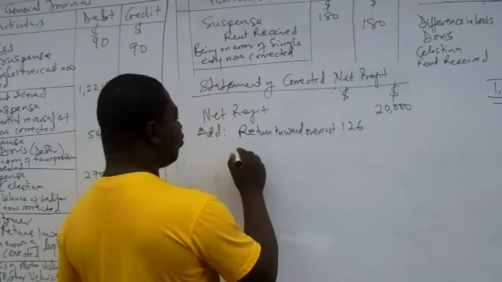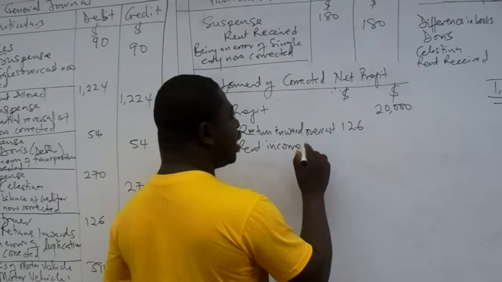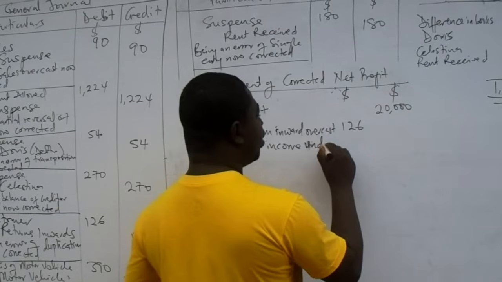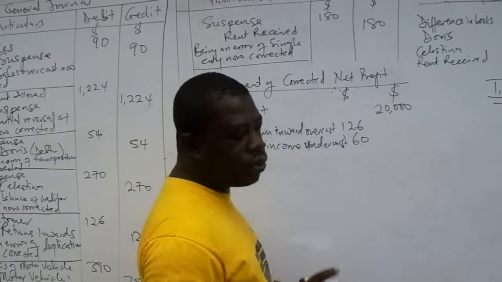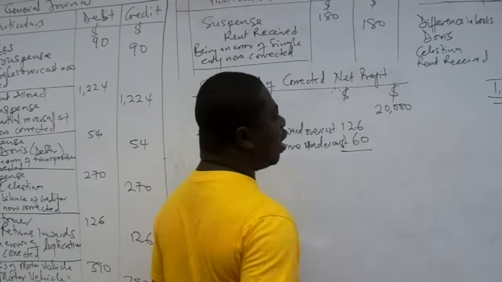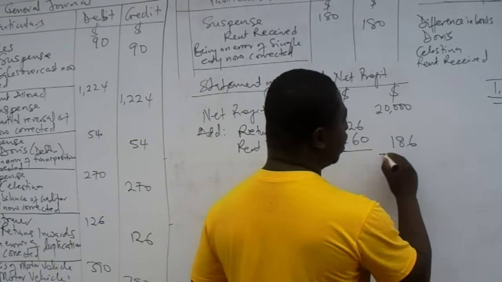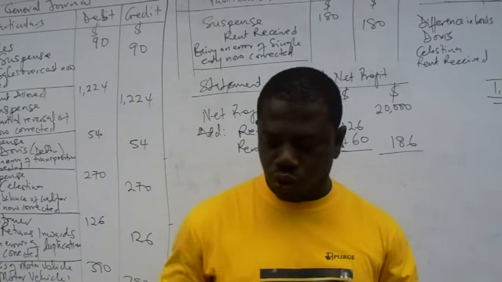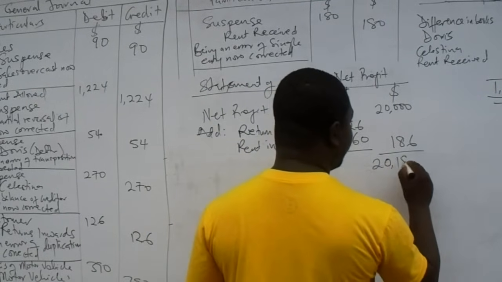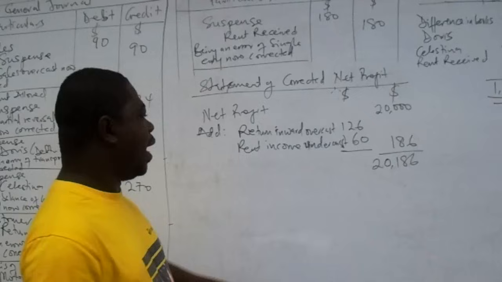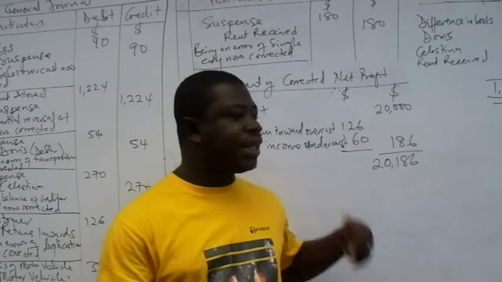And so we are going to add rent income undercast, because we didn't record it at all, so I treat it as undercast. And the amount involved is 60. And so that is all for what we are going to add. When we add 126 to 60, we are having $186. And so what we are going to do is that we are going to add the $186 to the 20,000. We have $20,186.